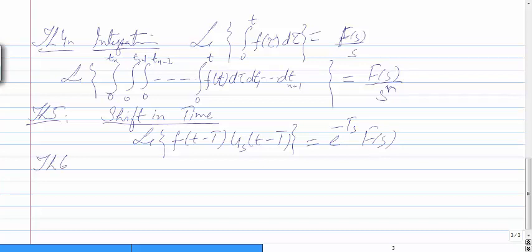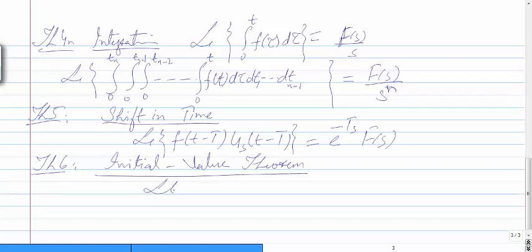This is an important theorem, but the most commonly used are these two theorems: the initial value theorem. For the initial value theorem, we say that the limit as t tends to 0 of f of t, which is the initial value, is equal to, in Laplace, the limit as s tends to infinity of s times F of s. So this is very important, and it is used to calculate the initial values in the system.